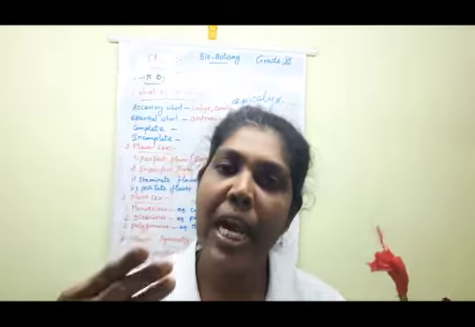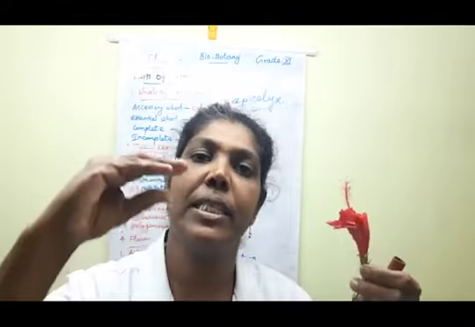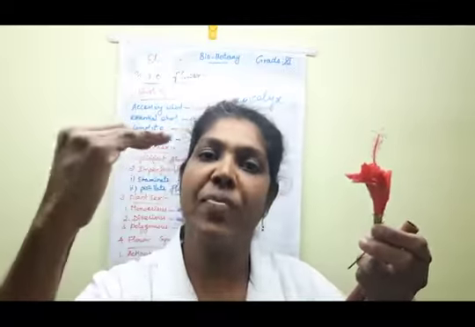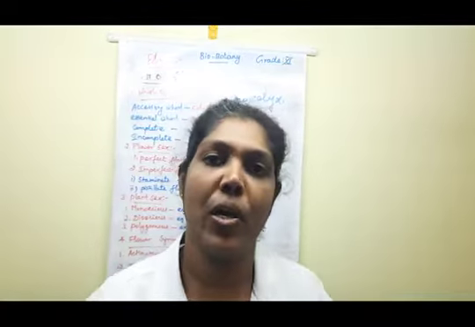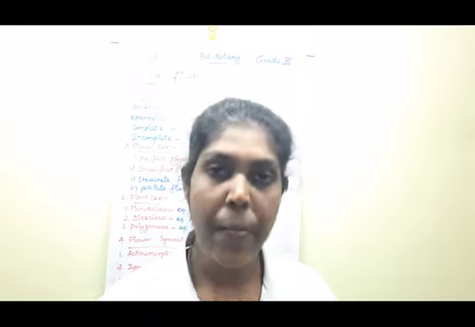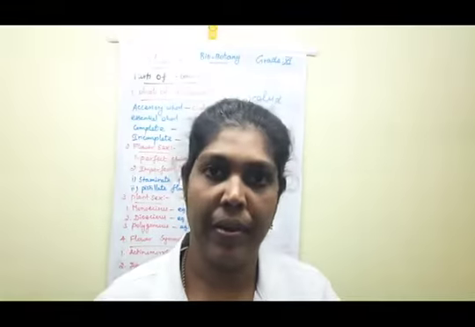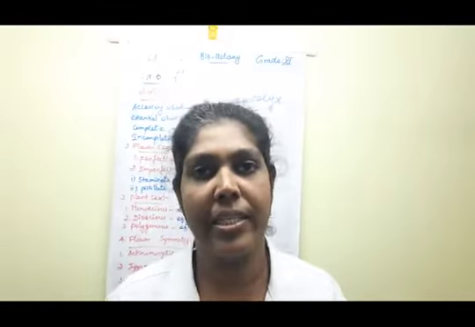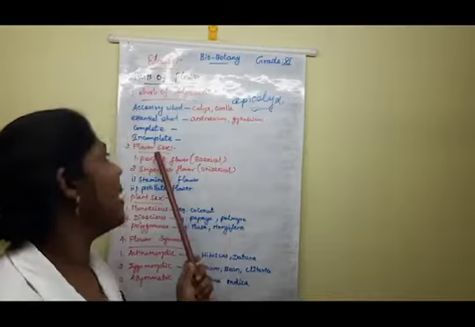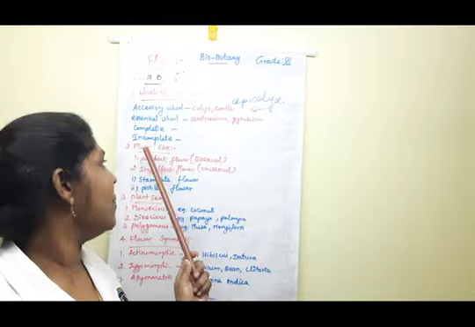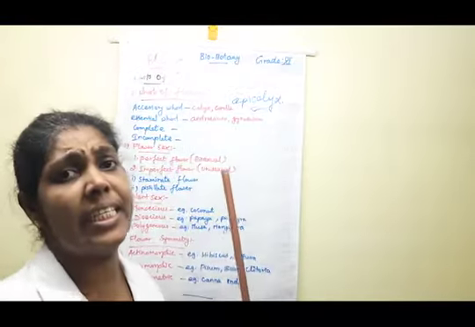That flower is a complete flower. Suppose you are looking at any plant species, and in that flower any one of the whorls is missing, then that flower is known as an incomplete flower. Are you clear, children? Say yes or no? Yes. The next main type is flower sex.